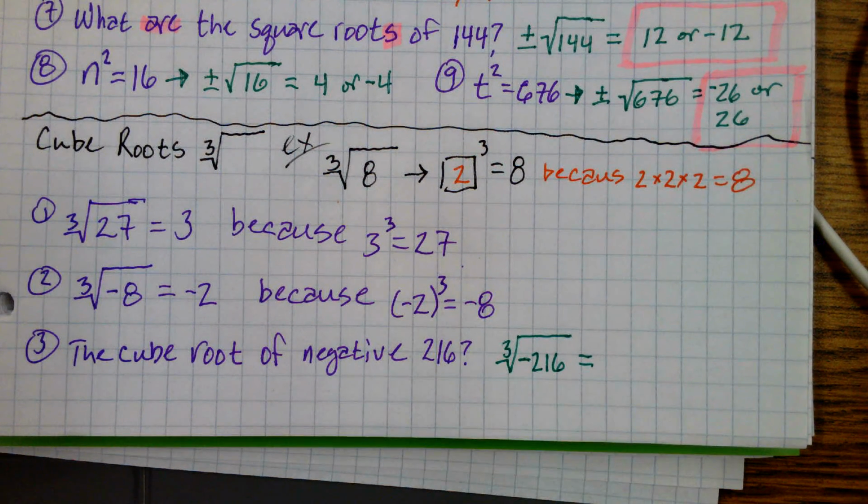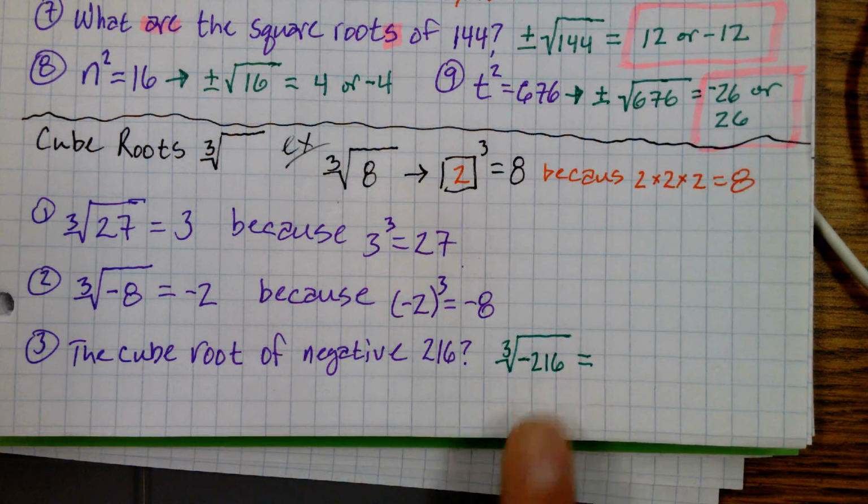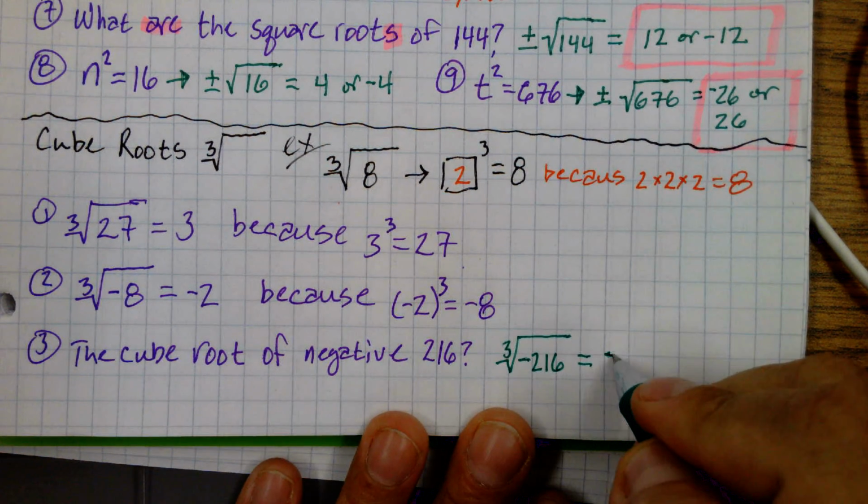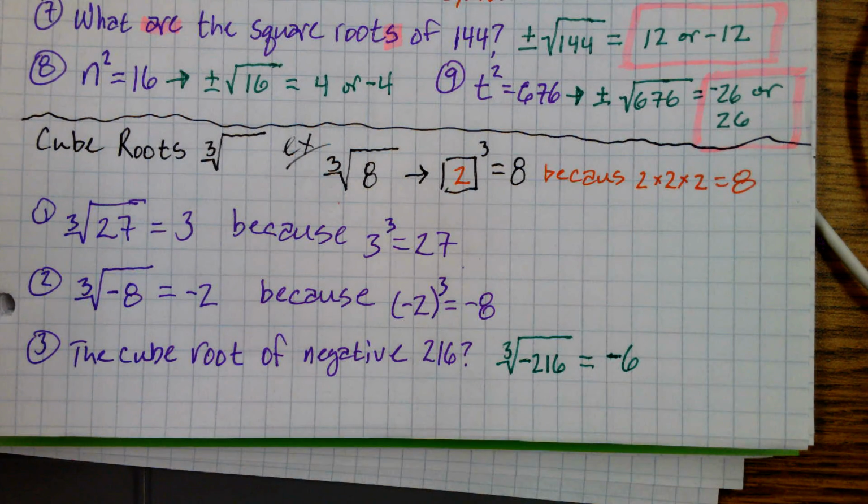So we need the cube root of 216. What number times itself 3 times is 216? I'm going to go to that chart. Let's take a look at the chart. 216, what's the cube root of 216? What's the number all the way over here? So you always go here and then go all the way to the left. 6. 6 times 6 times 6 is 216. So the cube root of negative 216 is negative 6. Okay.